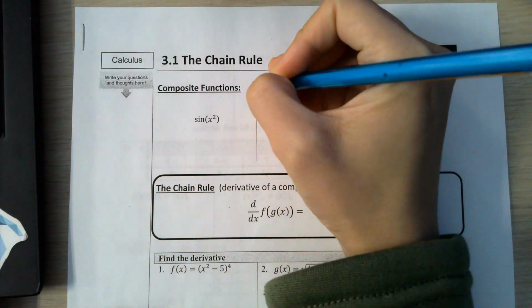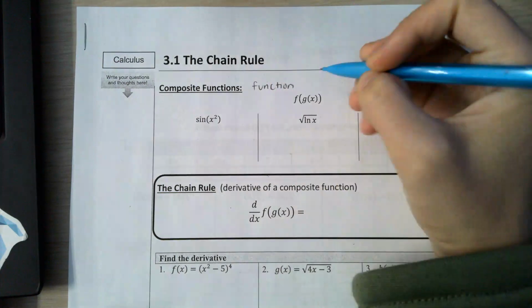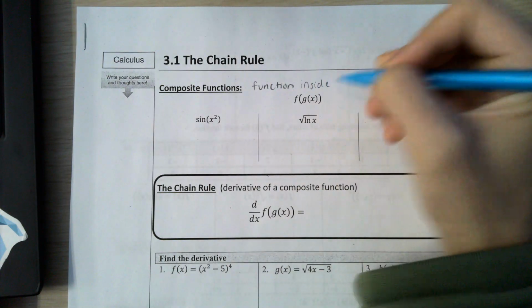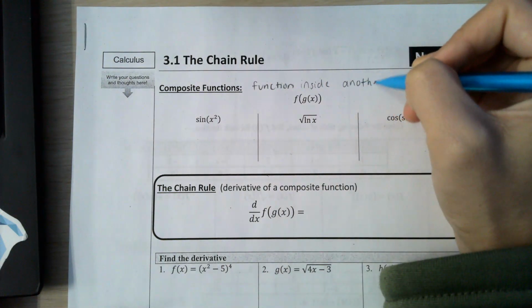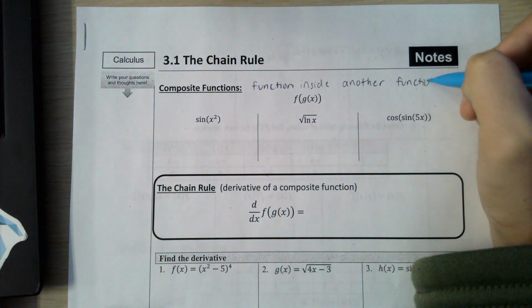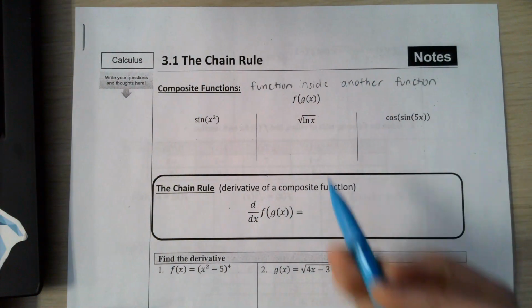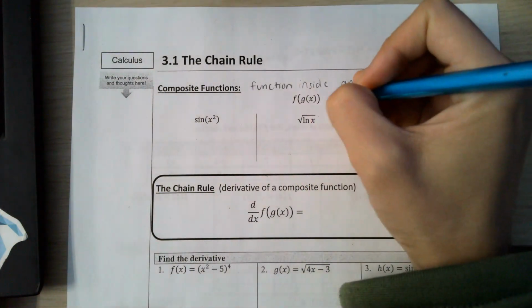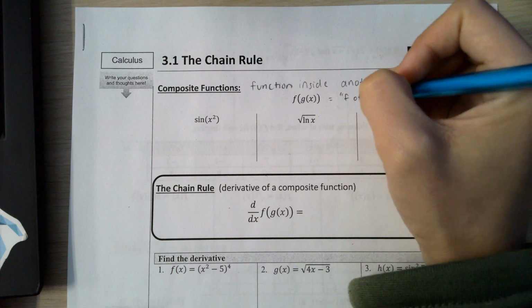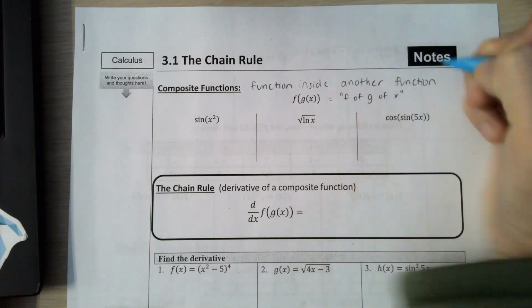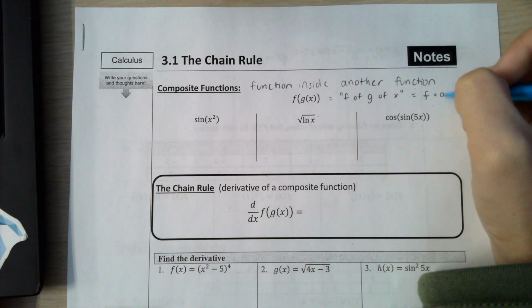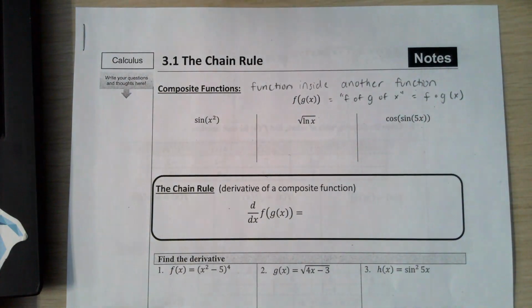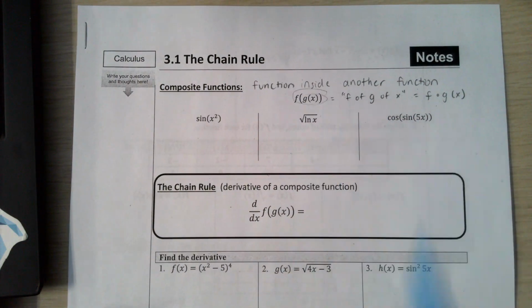So it's pretty much a function inside another function. So right here we say this as f of g of x. F of g of x. We've also seen it written as like f circle g, but it's more common to write it like this, especially in calculus. But pretty much you're taking a function, you're putting it inside another function, right?